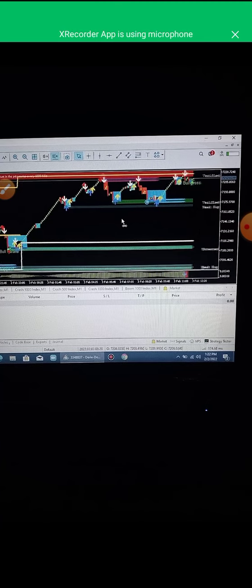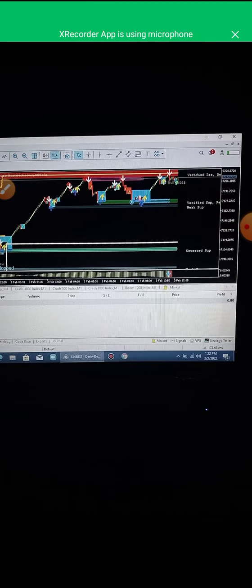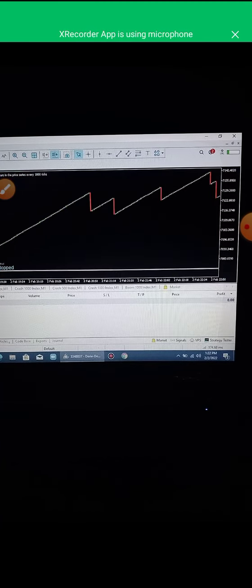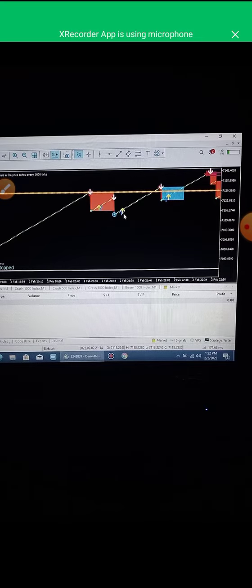What do you call it? Let me go back to 1 minute. See how this block is supposed to appear. Hold on.